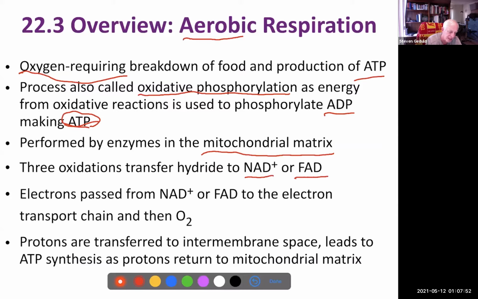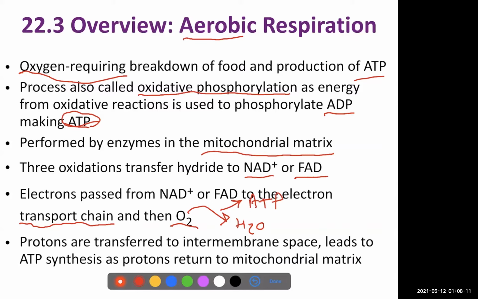Electrons pass from NAD plus or FAD to the electron transport chain. Once it goes to the electron transport chain, oxygen uses electron transport to combine with hydrogen to form water. And that's what generates ATP, kind of indirectly. It goes down the electron transport chain. So protons are transferred to the intermembrane space, leading to ATP synthesis as protons return to the mitochondrial matrix. We'll give you an exact picture of how that works.